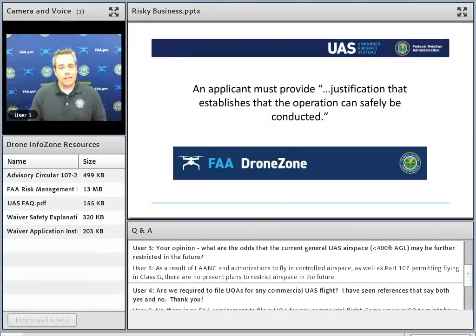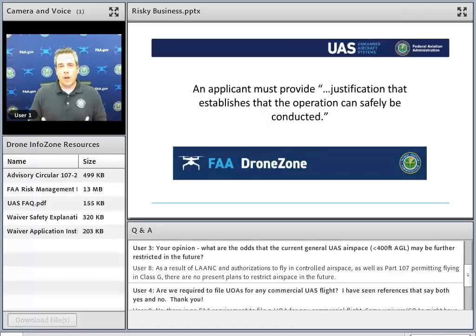You are a pilot of an aircraft that's operating in the National Airspace System. And I want to read that again because this is a very important point. You are a pilot of an aircraft operating in the National Airspace System. That's why this stuff is so important.